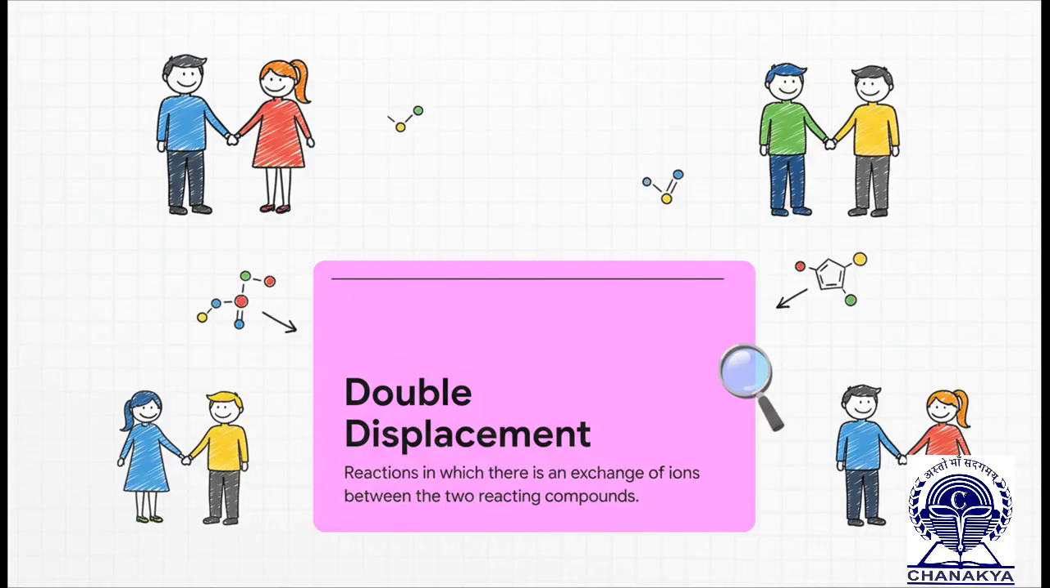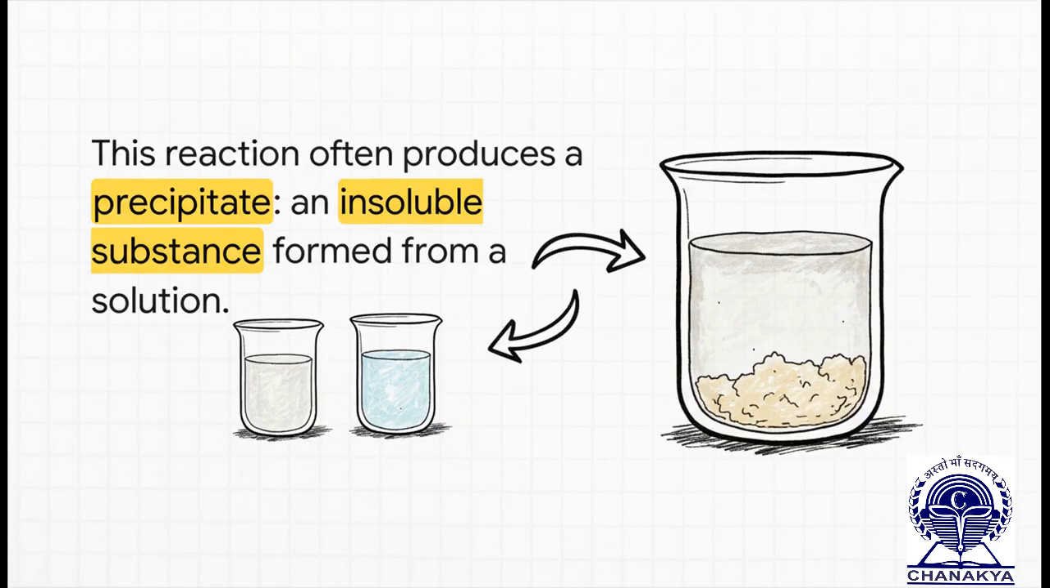And finally, you have the double displacement reaction. In this one, it's like two couples on a dance floor just swapping partners, creating two entirely new pairs. Everybody switches. And a really common result of this is the formation of a precipitate. That's basically a solid substance that suddenly appears in the liquid, almost like magic. It just pops into existence.